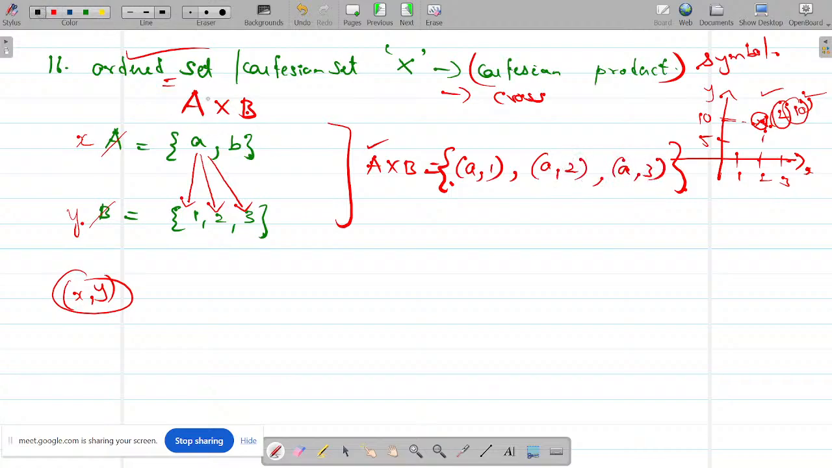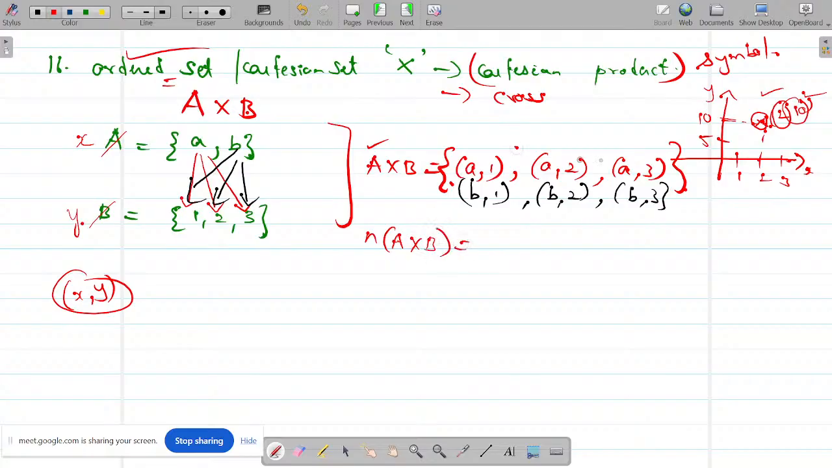Then I'll go with B now: B1, B2, and B3. Is it okay? Now tell me, how many elements are there? N of A cross B is equal to 1, 2, 3, 4, 5, 6. Actually, how we got the 6 is N of A into N of B. Numbers can be multiplied directly. N of A has 2 elements, N of B has 3 elements, so it's totally 6. Please make a note of it.